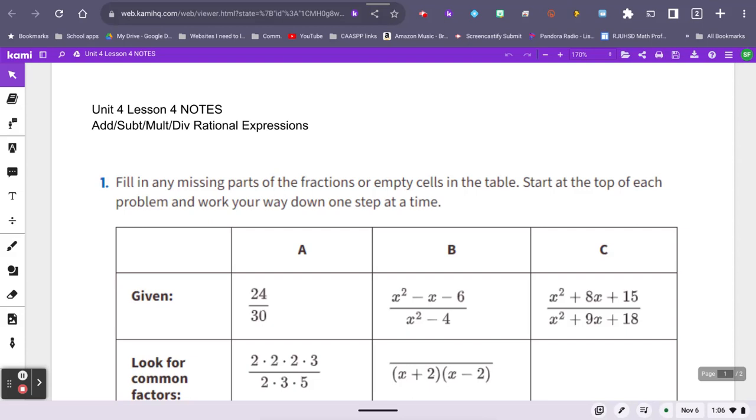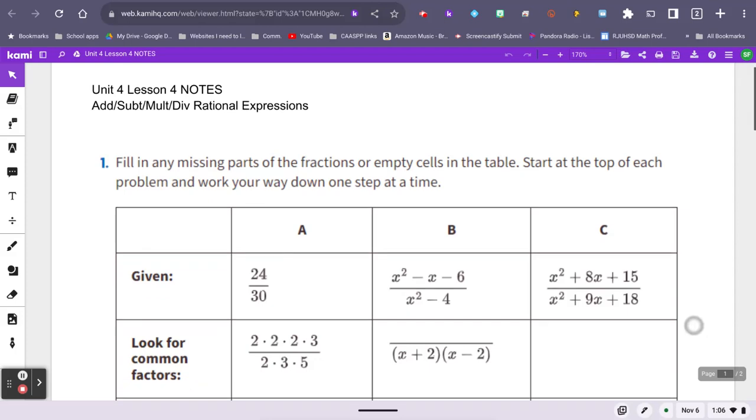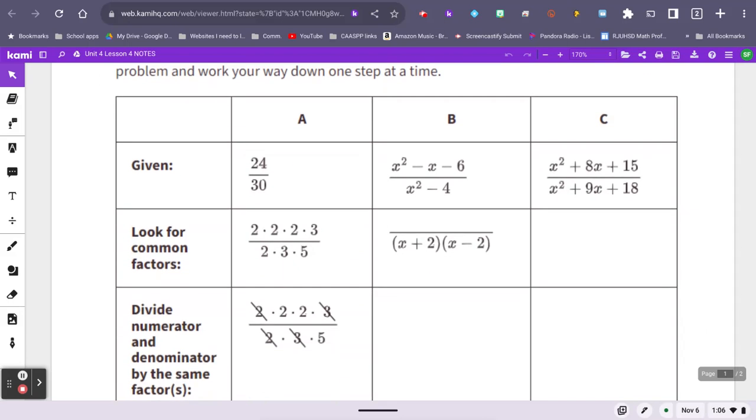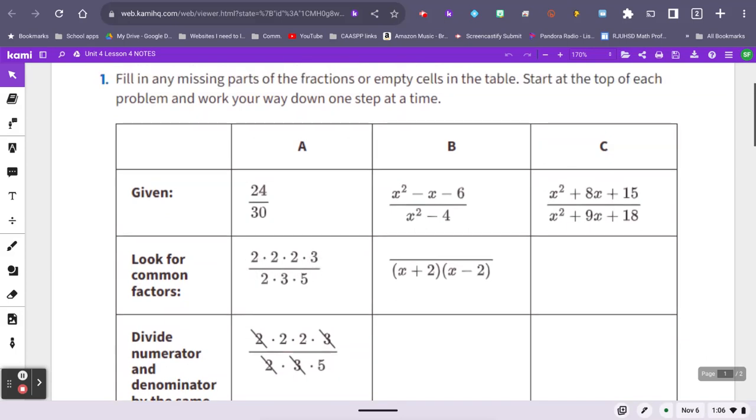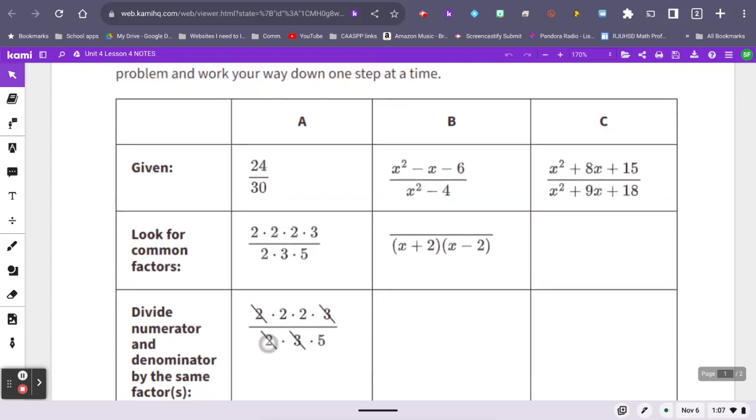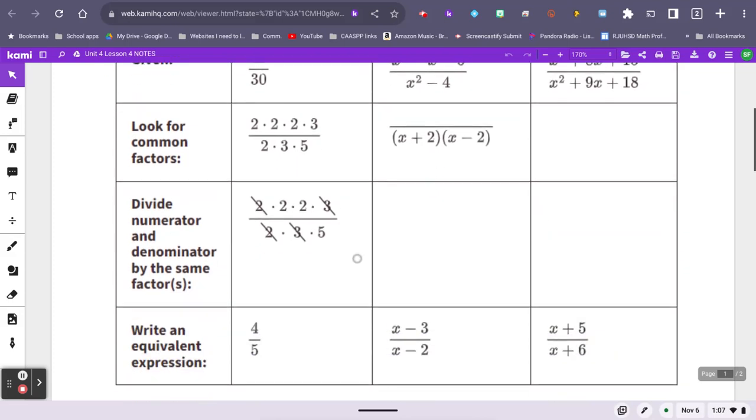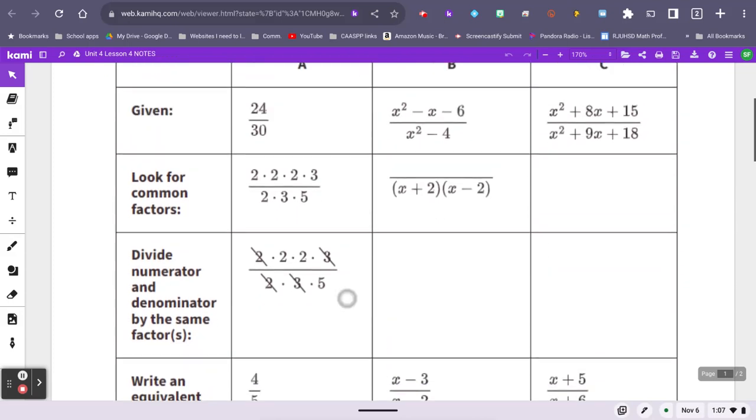Okay, today we're going to do Unit 4, Lesson 4, Part 1 of Addition and Subtraction of rational expressions. The first one we're going to be doing is filling out this table. The first one is actually done for us. They broke it down, 24 and 30, to the smallest factors they could, and then they crossed off what was in common. And then what they have left over, they multiply.